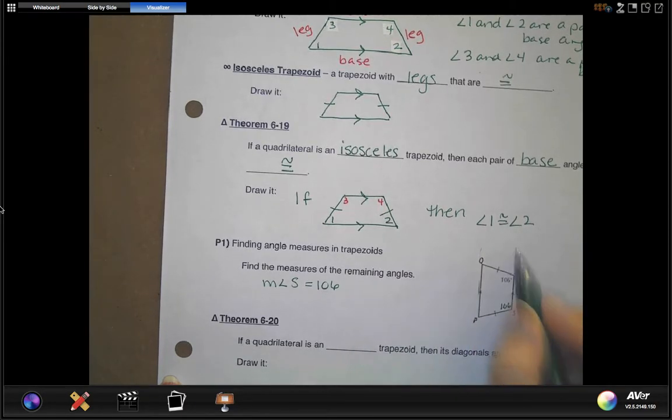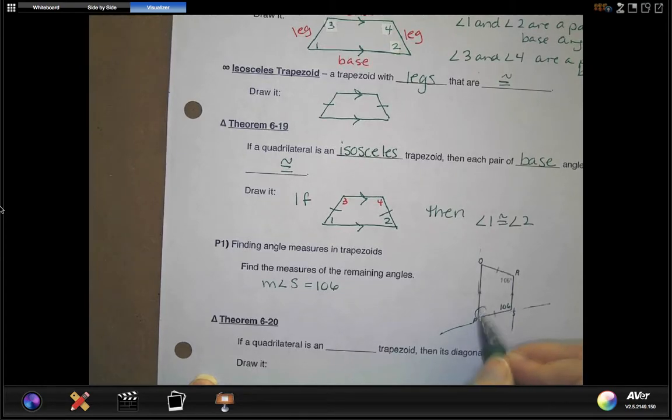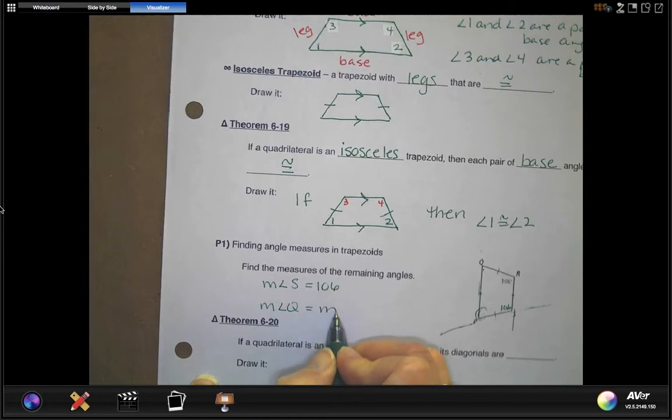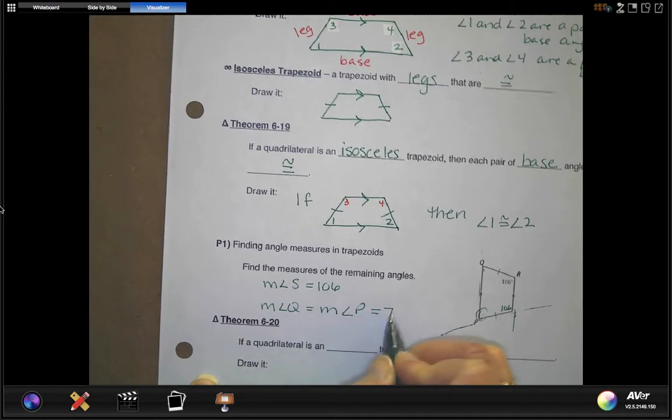These lines are parallel, so then the same side interior angles are supplementary. So whatever this angle is, it's supplementary to this angle. But these are base angles right here. This is an isosceles trapezoid, so those would be congruent. So the measure of Q is going to be equal to the measure of P, which is going to equal 74.